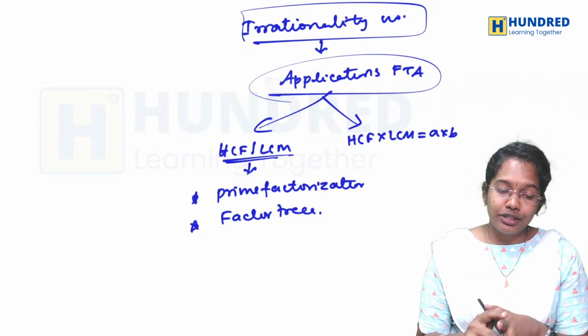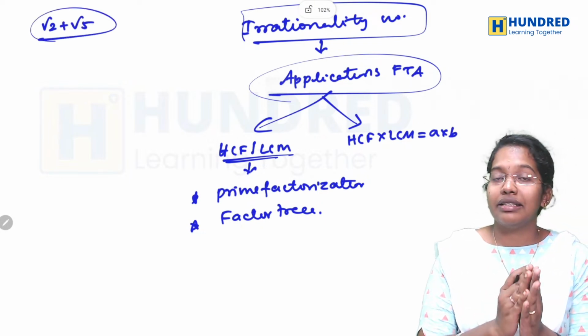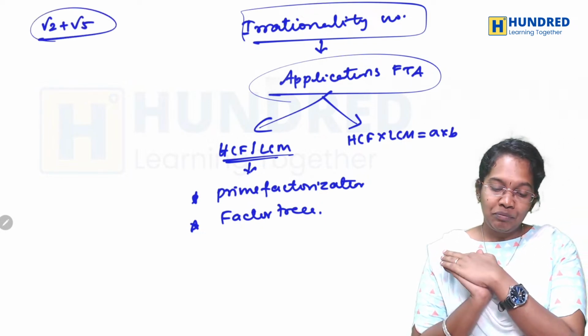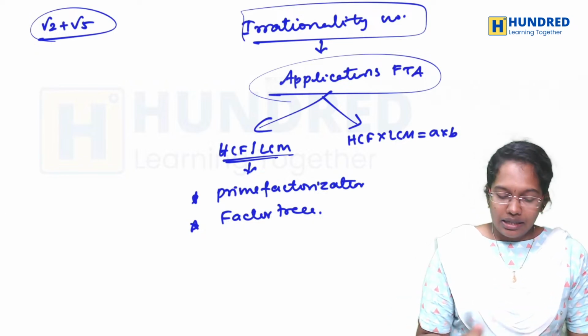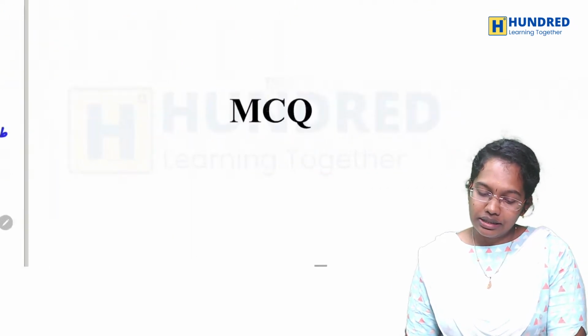And another kind of sums like root 2 plus root 5 is an irrational number. These kinds of sums are also very important from this chapter. That's it guys. So these are the things from this.